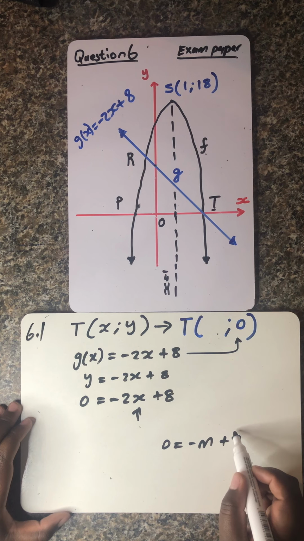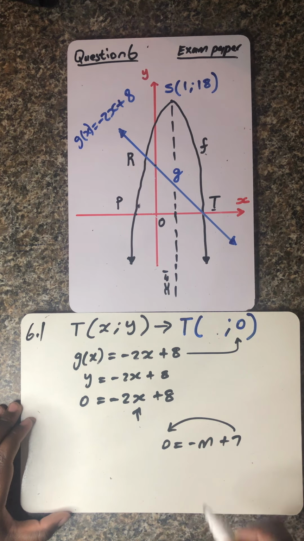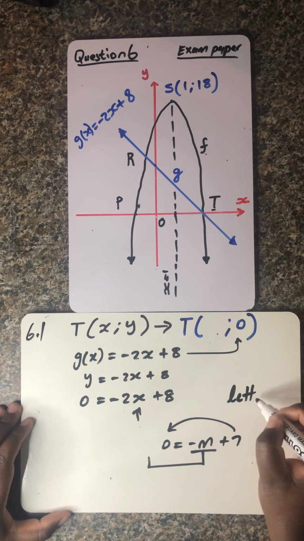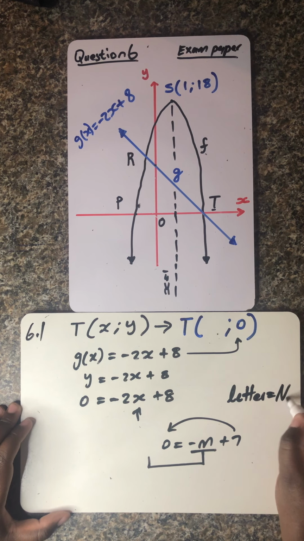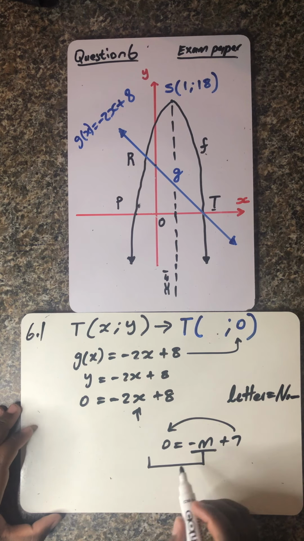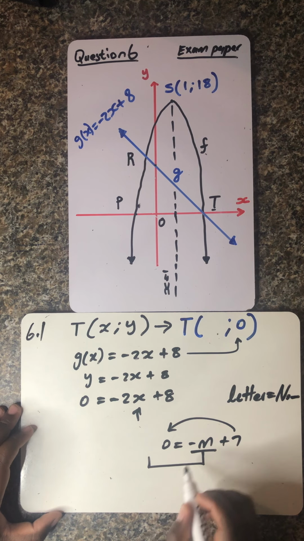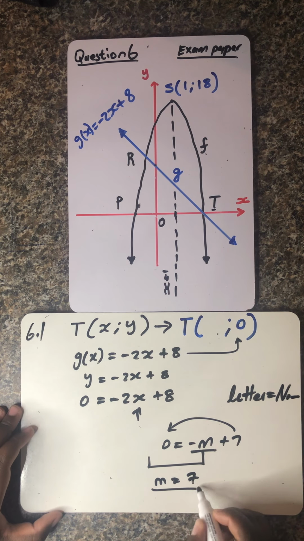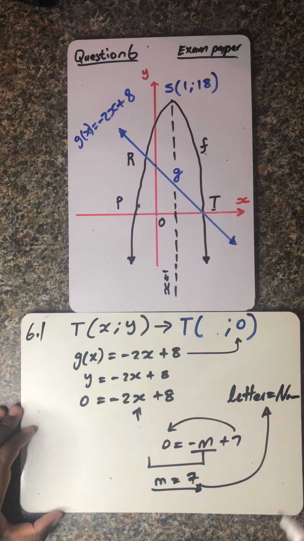you don't necessarily need to move the number to the other side. You can still move the letter to the other side. Why? Because you want your final answer in the form of a letter equals a number. It's very important that you understand what I'm trying to explain. So you can just move that m. Remember, it changes sign, so it becomes positive m, which is equal to 7. This is the format in which you want your final answer.